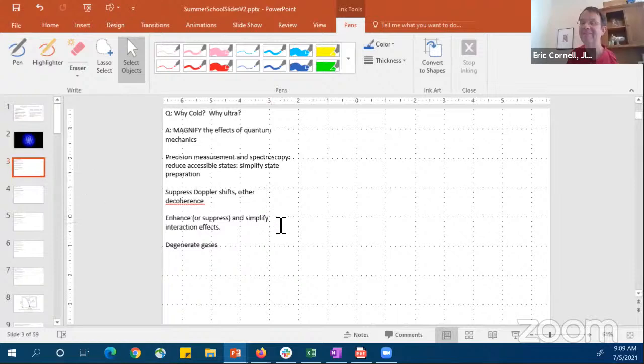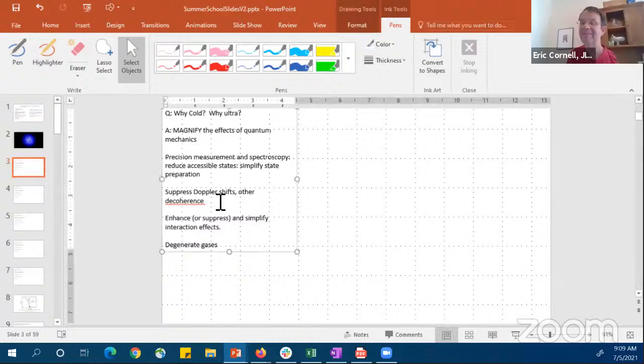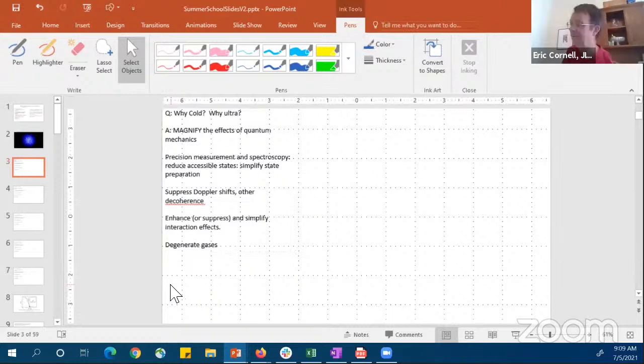You can suppress Doppler widths, which matter if you're worried, as so many of us are in the world of atomic physics, about making precise measurements, and various other forms of decoherence.